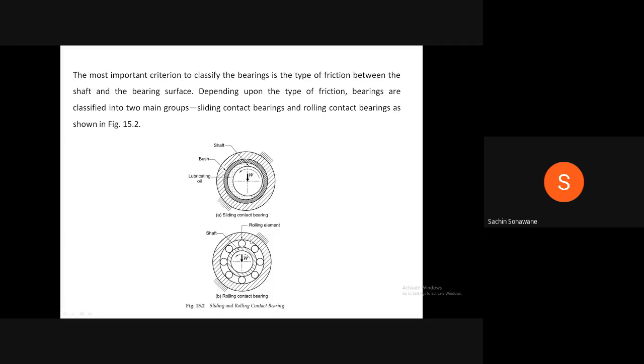In a bearing, there are different parts: the inner cage and the outer cage. In the inner cage, the shaft is fitted, and the shaft is supported by these rollers, and these rollers are again supported by this outer cage, meaning the outer housing. Therefore, this is nothing but the sliding contact bearing and the rolling contact bearing.